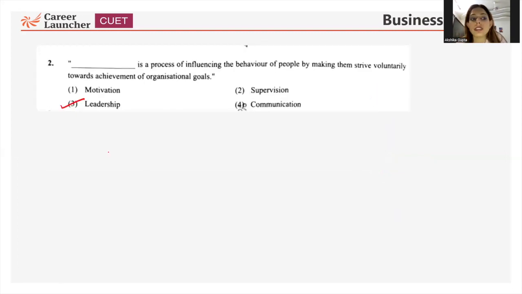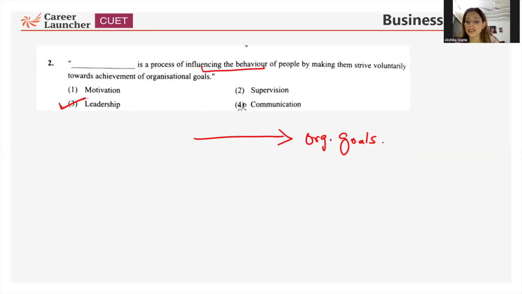Then the second question is: dash is a process of influencing the behavior of people by making them strive voluntarily towards achievement of the organization's goal. So when we are talking about influencing the behavior, that means taking these people towards one direction, and that one direction is what? That is achieving the organizational goals or organizational objectives. So here the answer is option C, that is leadership.